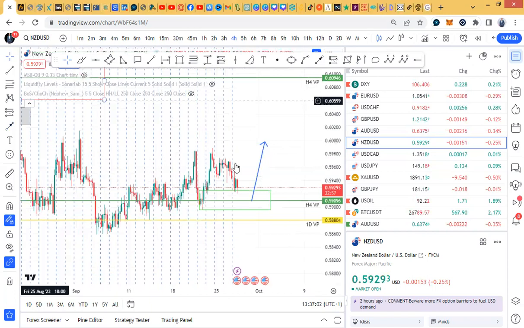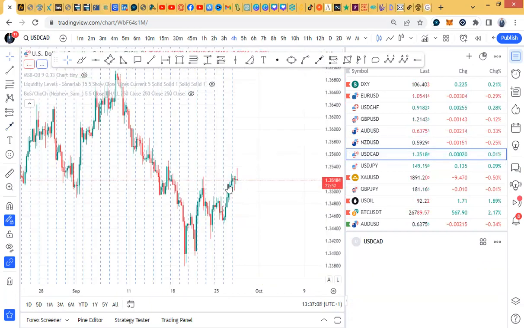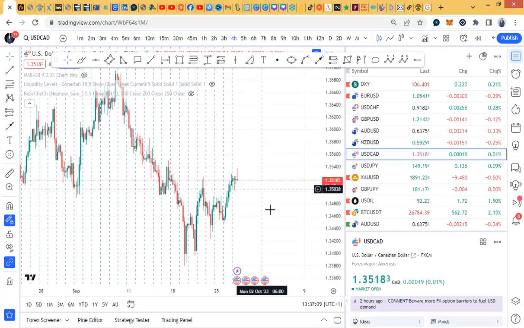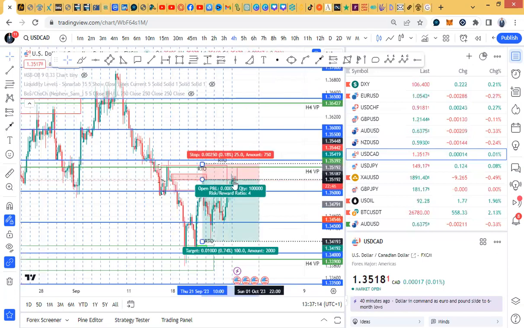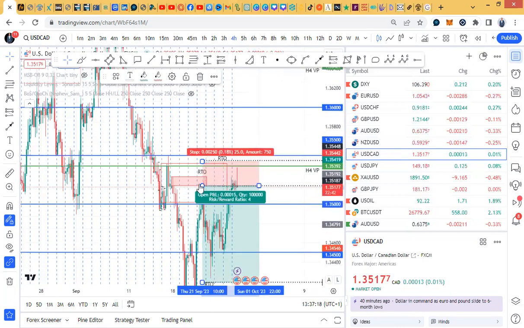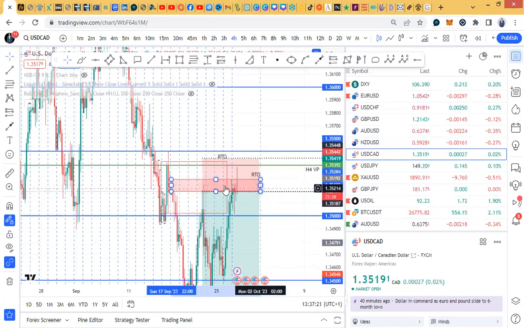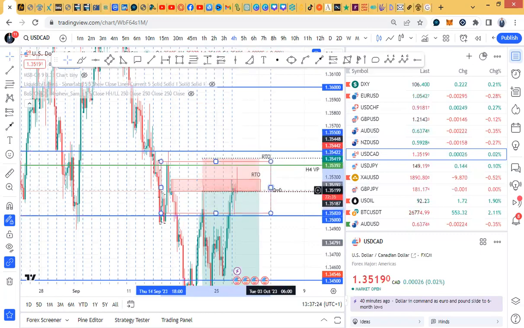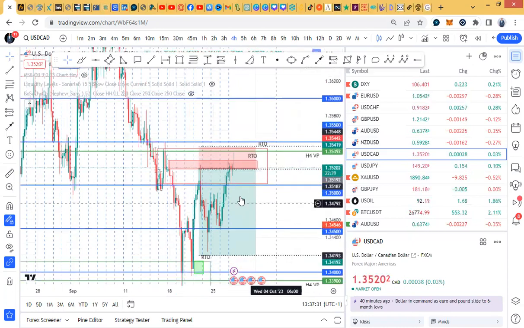Okay, but for now, everybody's just looking for an opportunity to sell the market. This is where I expect sellers to come in, and the market has gotten to that level where I expect sellers to come in. And this is a trade opportunity.